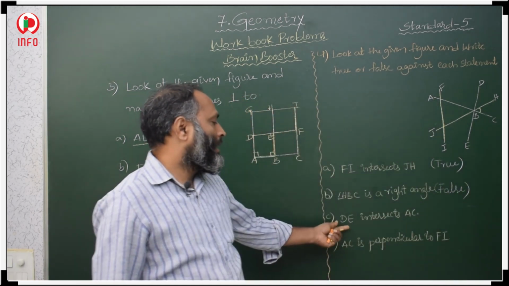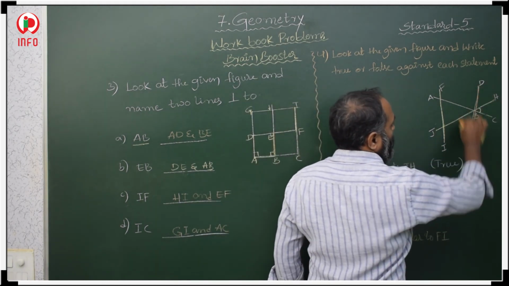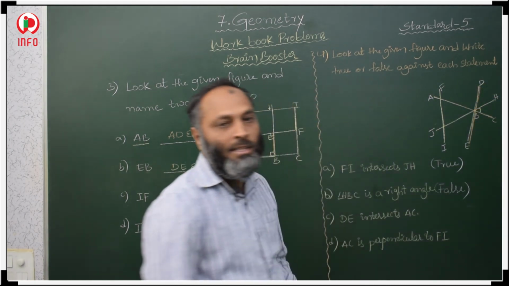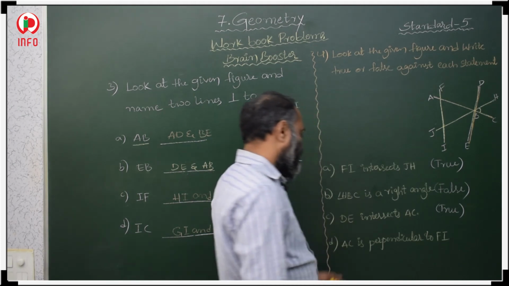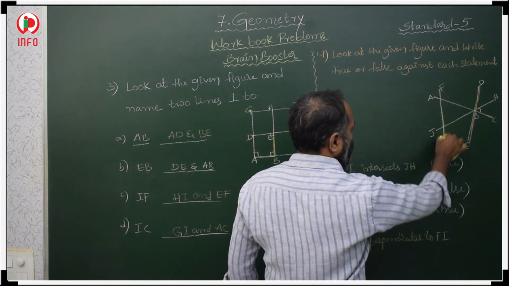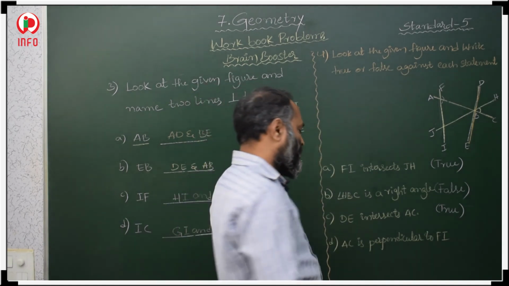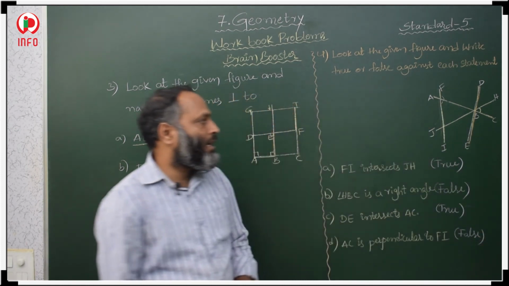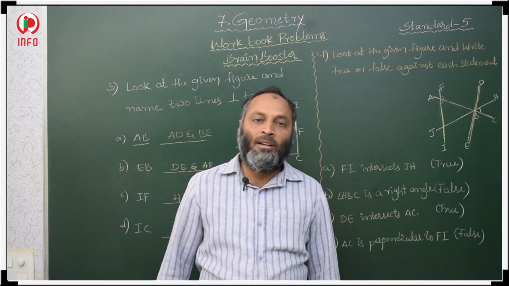Now, DE intersects AC. Here is DE. These two intersect here at point B. Yes, this is true. Now, AC is perpendicular to FI. These two lines are not perpendicular. They are not in an L shape. So false. If the lines are in exactly an L shape, then only we say they are perpendicular lines. Otherwise they are not perpendicular. Okay.